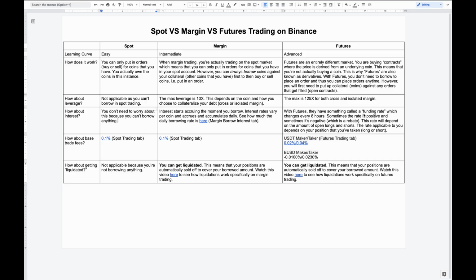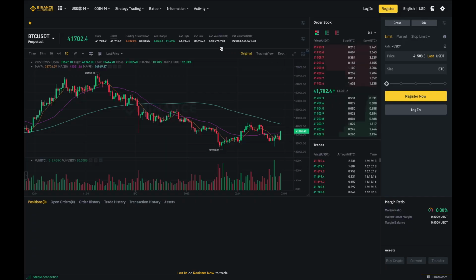Now with futures, they have something called a funding rate, which changes every 8 hours. Sometimes this rate is positive, and then sometimes it's negative, which means there's a rebate. This will depend on the amount of open longs and shorts. Now the rate applicable to you will depend on the position that you've taken, whether it's long or short. So if we go back to the futures trading dashboard over here and we look at this part where it says funding and then countdown, the countdown means how much time is left in the 8 hours, and this is how much it is for the interest.